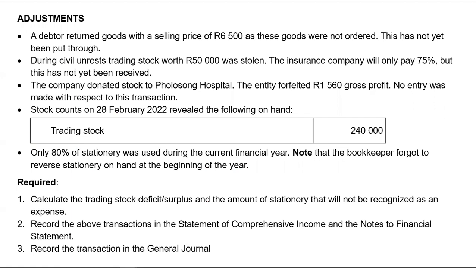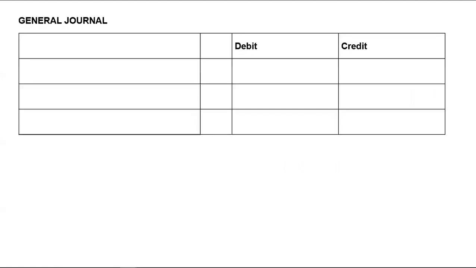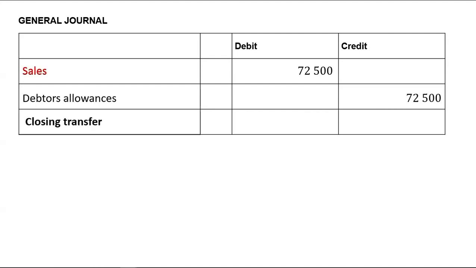Before I get there, I just want to record the closing transfer, where we are going to reduce sales by the total debtors allowances amount, which is made up of 66,000 plus the 6,500, and that will give you 72,500. And then we get rid of the debtors allowances in total, and this will be your closing transfer. So all your debtors allowances will be transferred to sales. And this is the reason why.